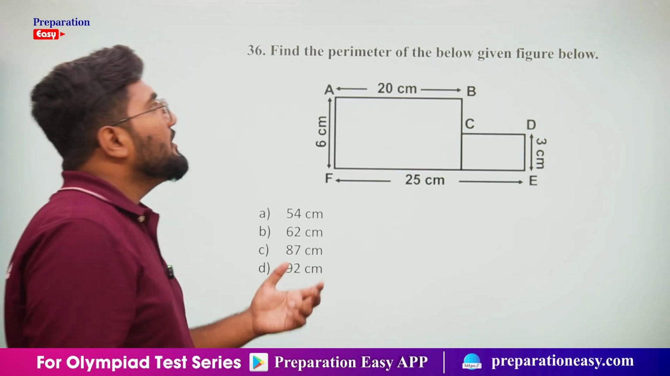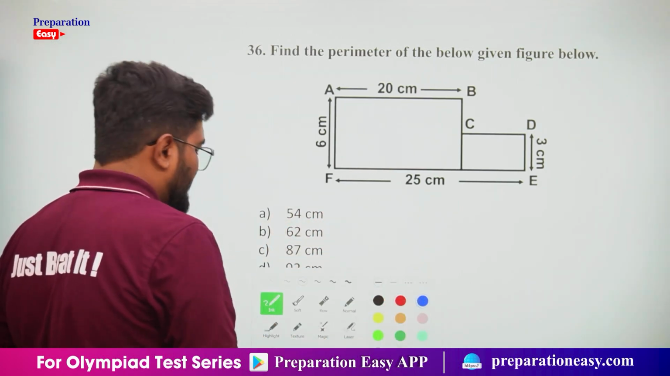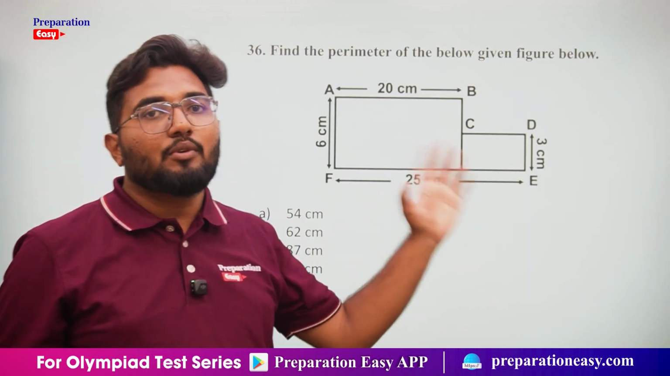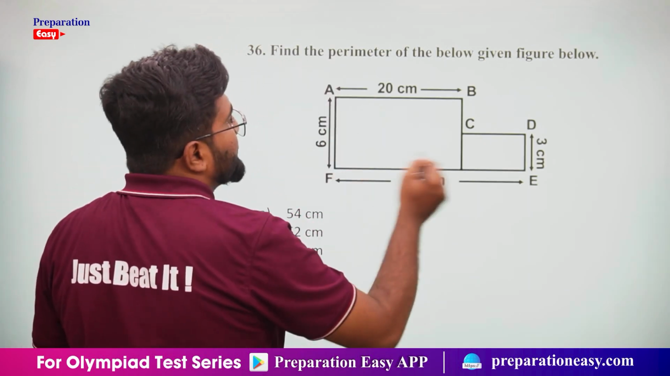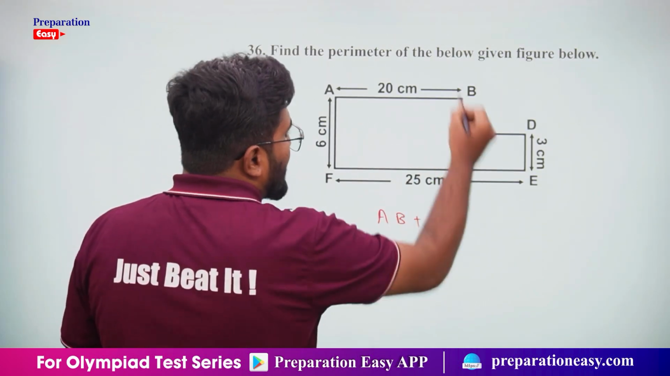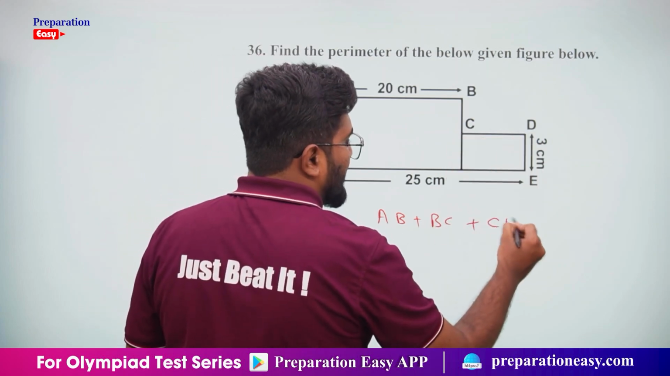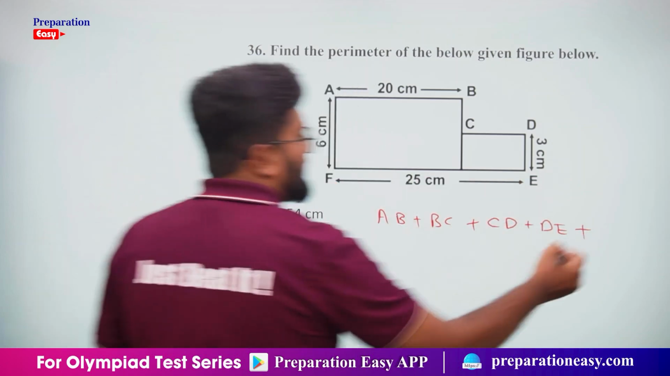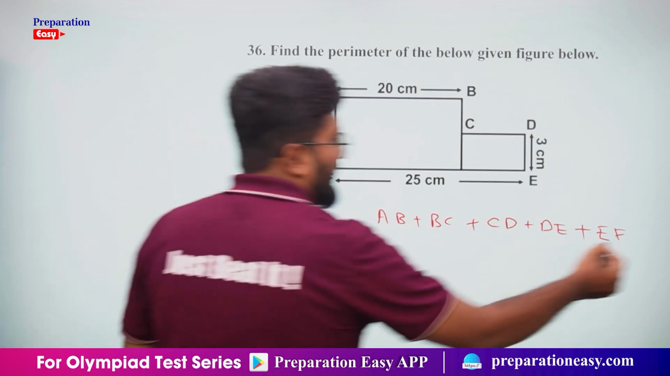Next question, find the perimeter of the figure. Here we have to find the perimeter. What is perimeter? Perimeter is the sum of the boundary of any figure. So here we have to add AB plus BC plus CD plus DE plus EF and at last FA.